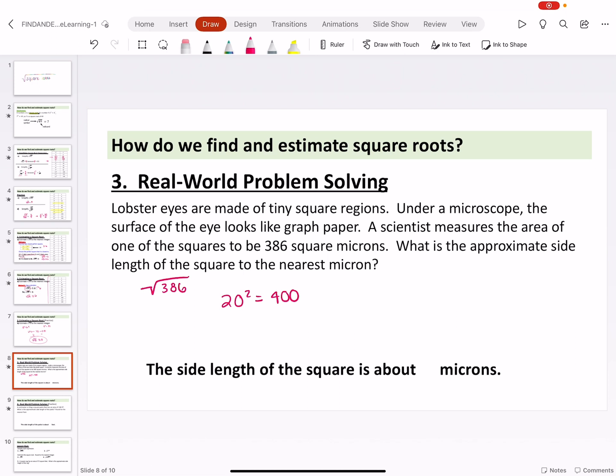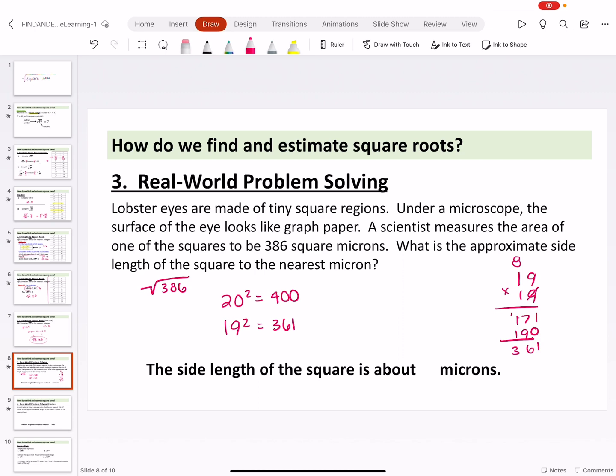The reason I say one down instead of one up is because 400 is larger than 386, so I want to find one that's smaller. So I'm going to do 19 times 19. All right, we get 361.